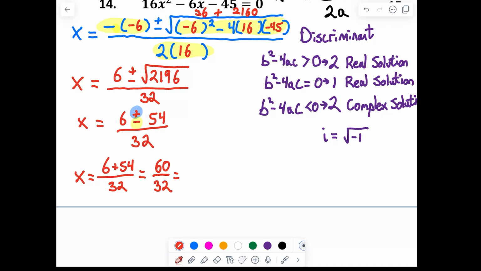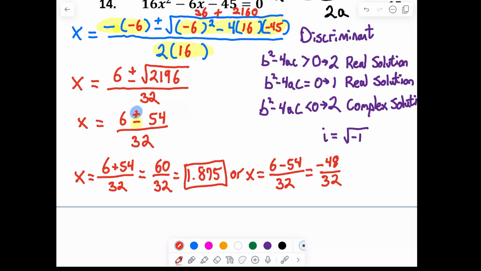One is 6 plus 54 divided by 32, and the other one is 6 minus 54 divided by 32. I'll split that up right here. So x equals 6 plus 54 divided by 32, which is 60 divided by 32, or I think that was 1.875.